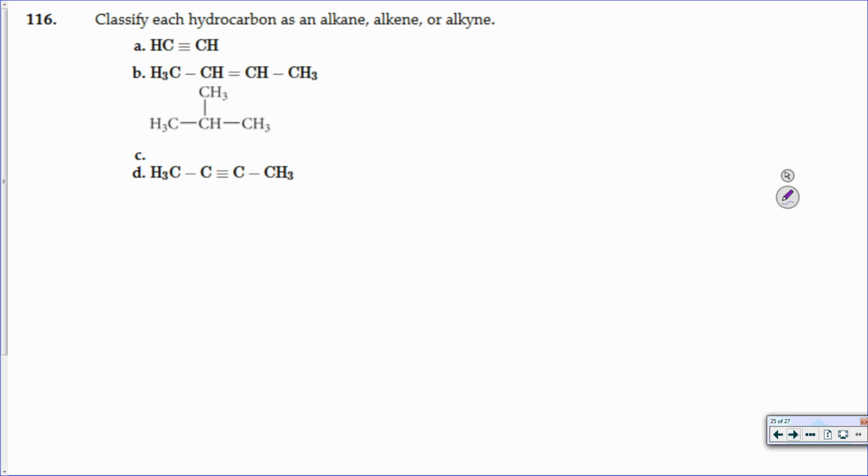Right, classify as an alkane, an alkyne, or an alkene. So I'm just going to show this underneath the naming because it makes them all obvious. Alkynes have triple bonds. Alkenes have double bonds. Alkanes are all single bonds. So that's obvious which one's which once you know that.